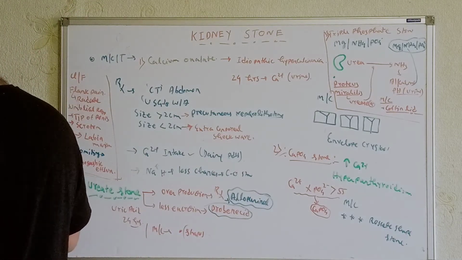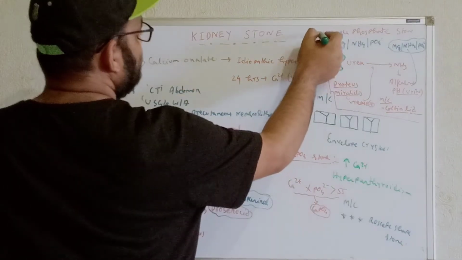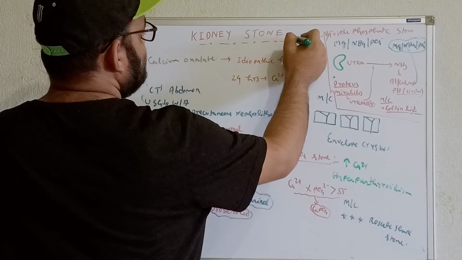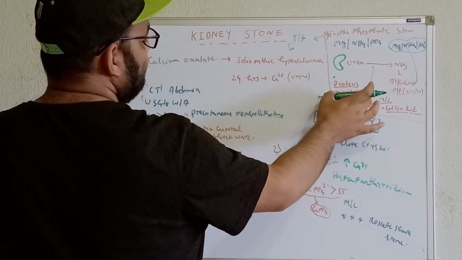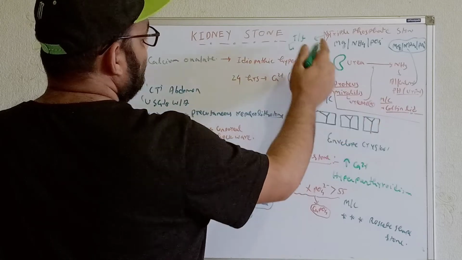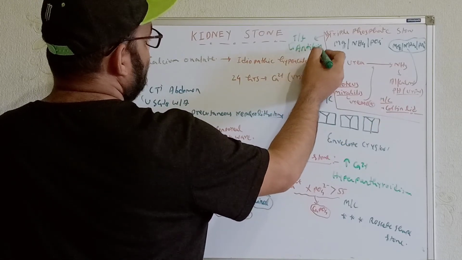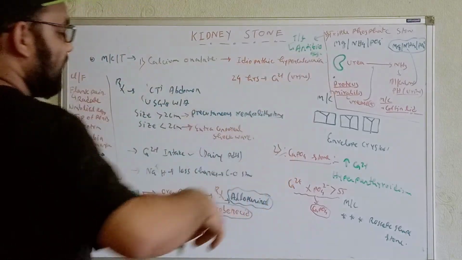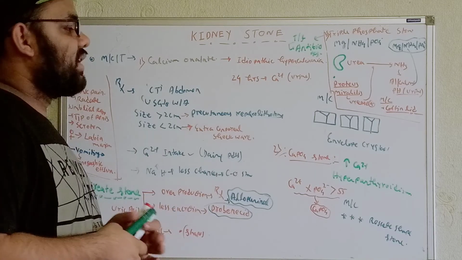And in terms of the triple phosphate stone, we have to do the treatment using antibiotics, because we are getting Proteus mirabilis here. So you have to use the antibiotics. So these are the different kinds of stones, what types of investigations you can do, and the treatment as well.